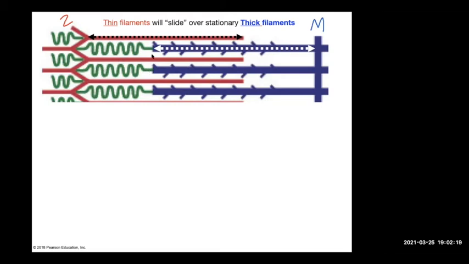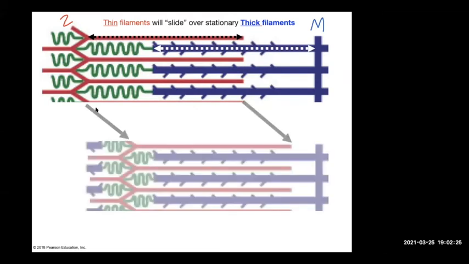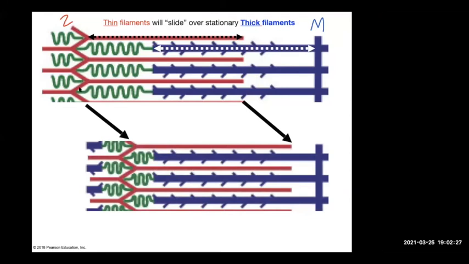Okay, so the thin filaments, this is called the sliding filament theory. They're going to slide over there, and when they do, they are going to pull this Z disc toward the M line. That's what's going to be happening here. They're going to interact in such a way that they pull the Z disc toward the M line on both sides and all the way down the length of that myofibril.